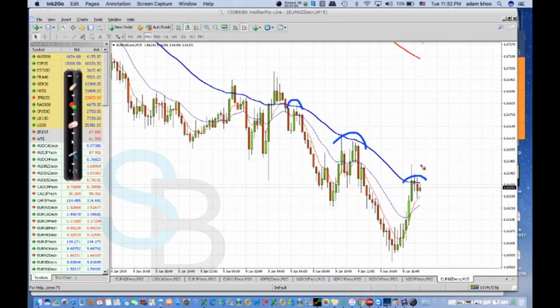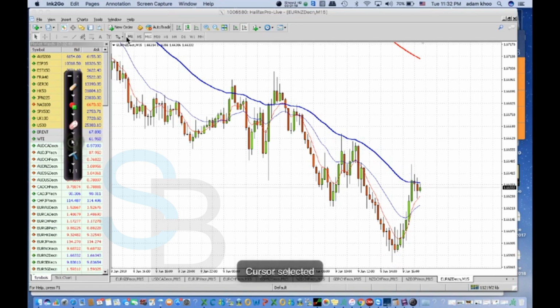Okay, so this is a recent swing high. It's lower than the previous swing high. And the recent swing low is lower than the previous swing low. So it meets all the necessary criteria.